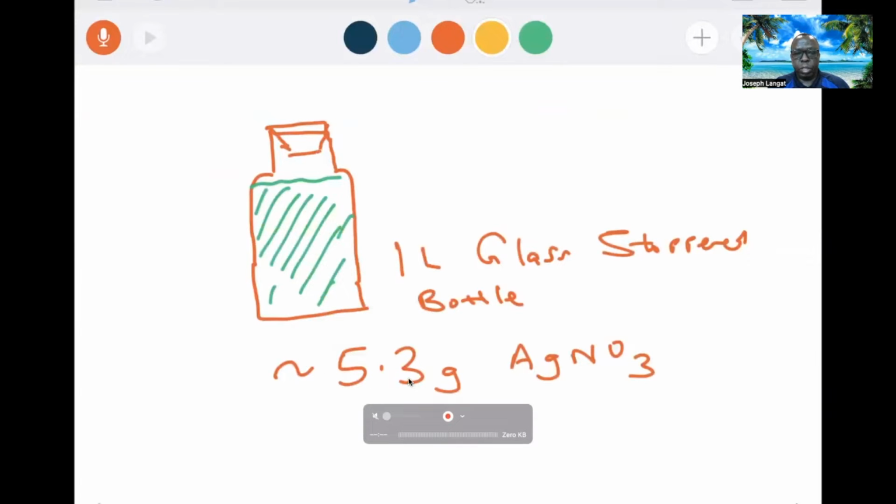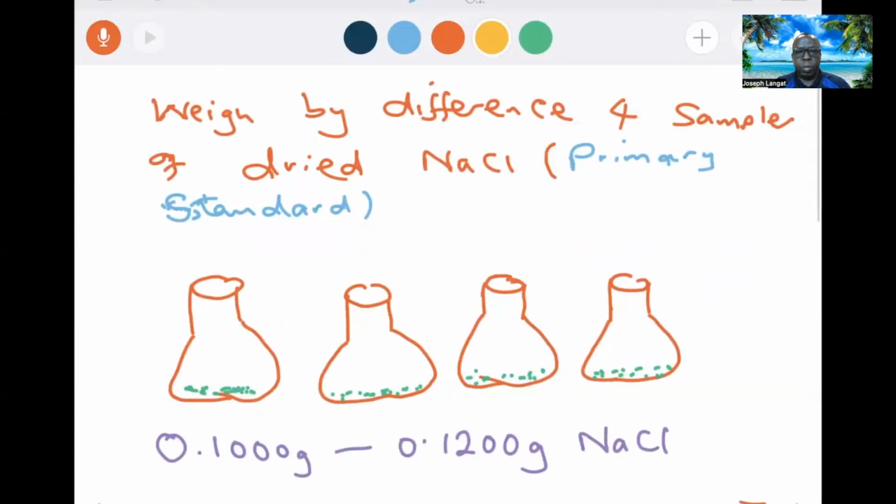You cannot use this mass to determine the concentration of the prepared solution. You will need to standardize using the primary standard, which was sodium chloride. You should have the purity factor so that you use that to calculate the actual mass of sodium chloride in each sample. So you had to weigh 4 samples in different flasks.